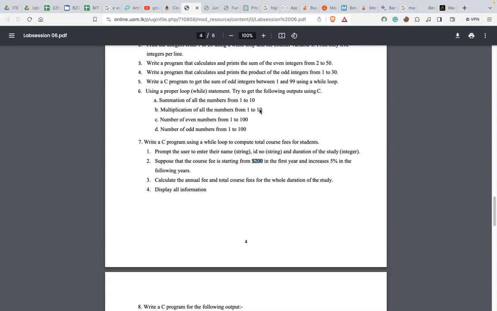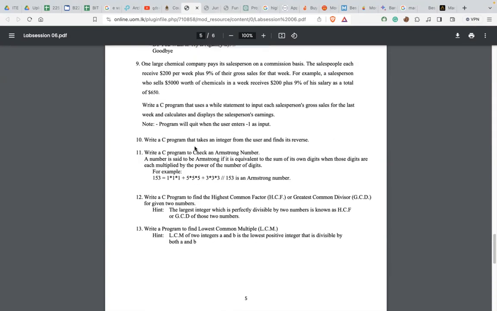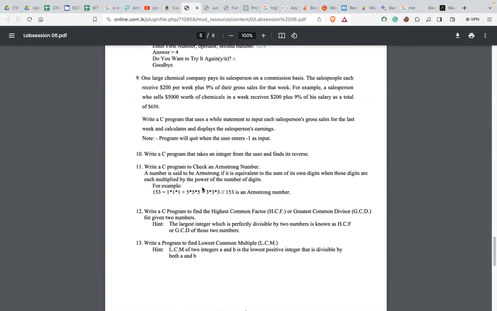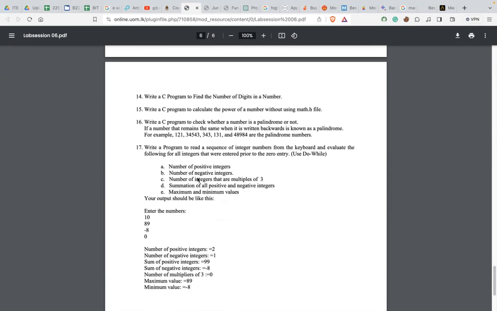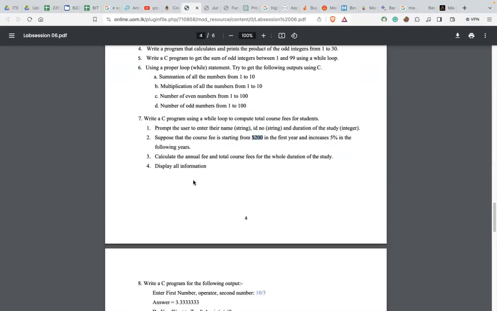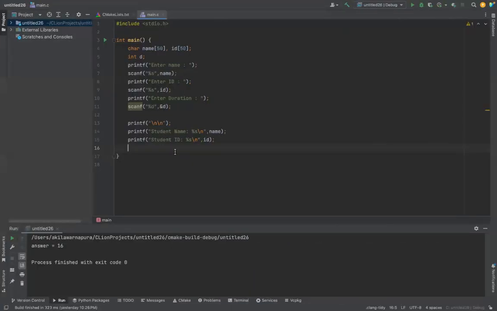And there is a question. Can you explain the 11th and 17th questions? The 11th is the Armstrong number. The 17th is sequences of integers, positive, negative, and multiple. I'll do that part after this question number 7.